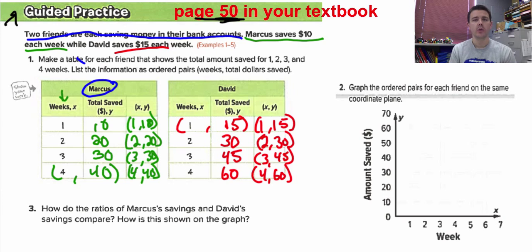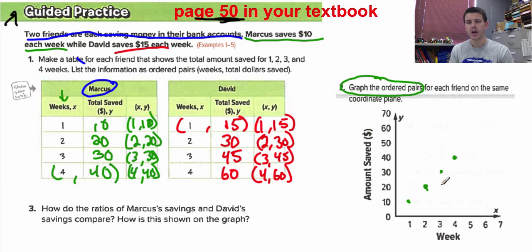Now we want to go ahead and graph those ordered pairs. So this would be a good one if you did each person in a different color, or maybe did one light and one dark, so we can tell the difference, because we're going to have 2 sets of data on the same graph over here. So for Marcus, we have a 1 and 10. So first number means we go over to 1, up to 10 and place our point. Second data value is 2 and 20. So we go over to 2, up to 20. Then we go over to 3 and up to 30, over to 4, up to 40.